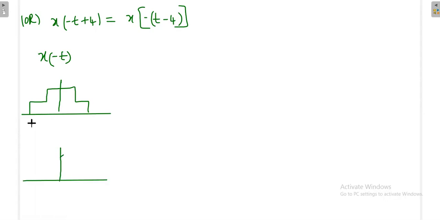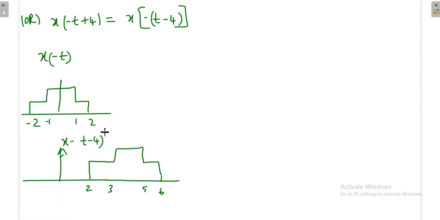Okay, so this is minus 2, this is minus 1, and this is 1 and 2. Now your diagram will be shifted right by 4 units. Then your diagram will go here, like this. So this is 2, 3, 5 and 6. Now this is your x of minus t minus 4.